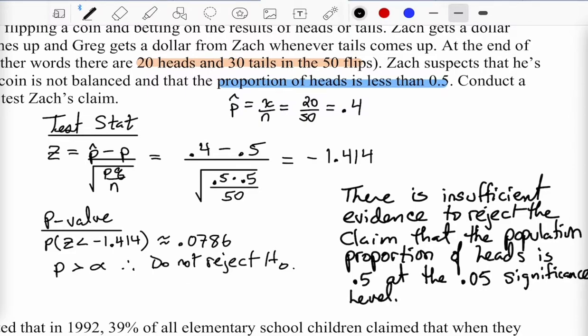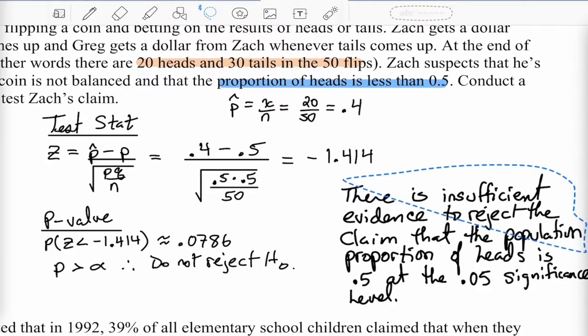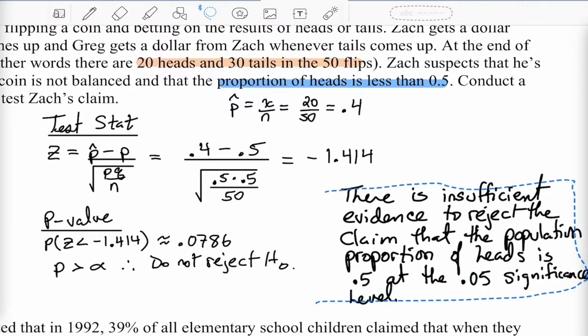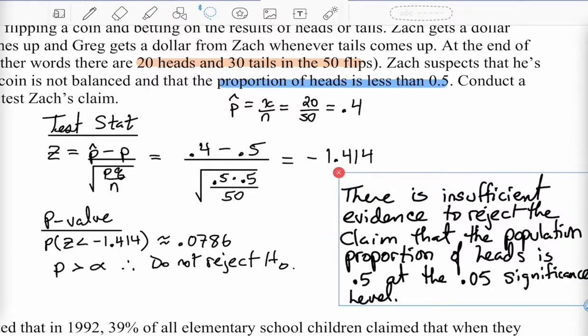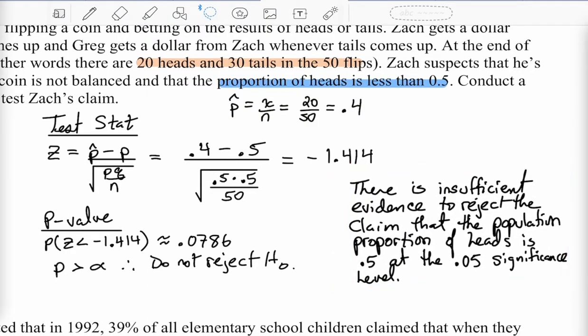All right, and so that addresses the null hypothesis, but it doesn't address the question that was being asked. They said to test the claim that the population proportion of heads is less than 0.5, so we have to address that. We would follow that up by saying, therefore, the claim that, well, you wouldn't necessarily have to repeat everything, but we're really saying the population proportion of heads is less than 0.5.